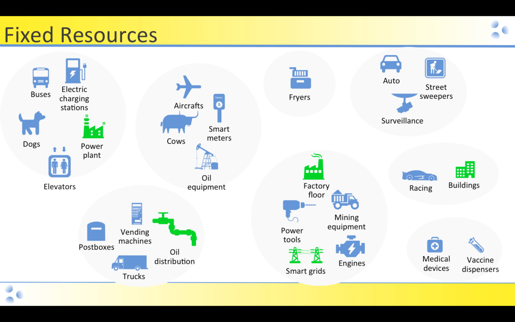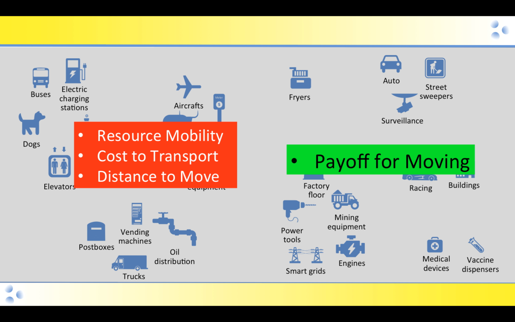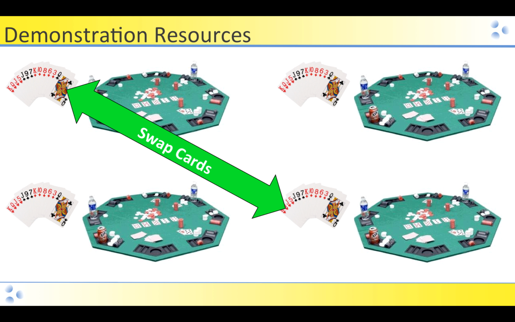We'll take into account some issues as we think about trading resources. Some of the resources aren't tradable. The power plants or factory floors don't easily move, so we'll have the ability to fix some of those down. And so we'll think about, on the cost side, the resource mobility. How easy is the object to move? How much does it cost to transport? How far does it have to move? And balanced with that is the payoff for moving. How much improvement do we see in our resource allocations by making the trade?